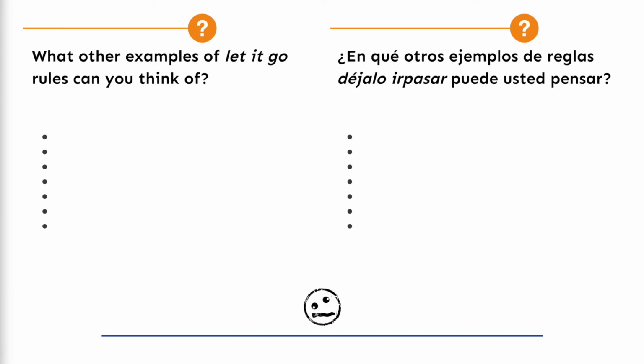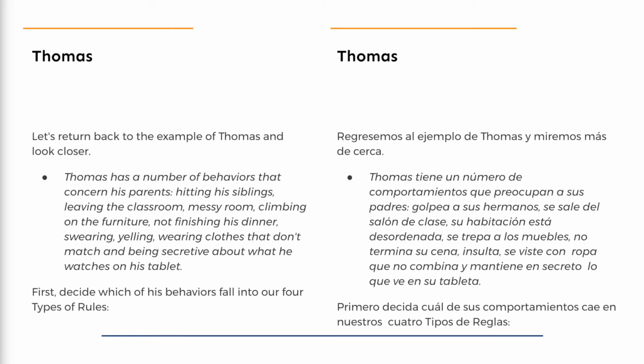What other examples of let it go rules can you think of? What are some things that you need to let go of? Thomas. Let's return back to the example of Thomas and look closer. Thomas has a number of behaviors that concern his parents: hitting his siblings, leaving the classroom, a messy room, climbing on the furniture, not finishing his dinner, swearing, yelling, wearing clothes that don't match, and being secretive about what he watches on his tablet. First, decide which of his behaviors fall into our 4 types of rules.